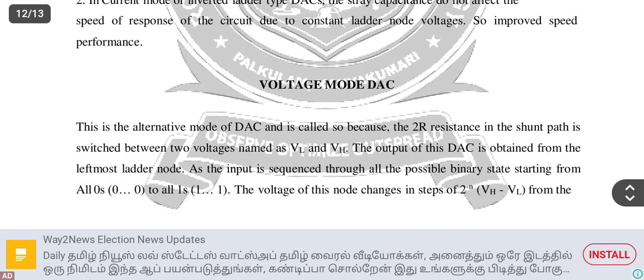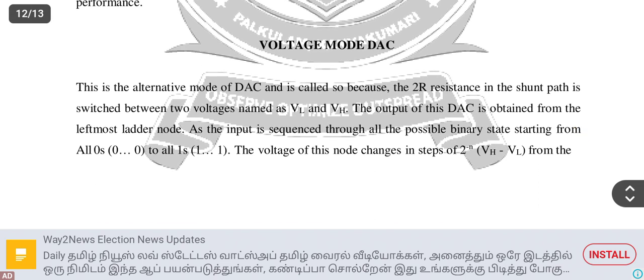power of minus n). Voltage mode DAC. This is an alternative mode of DAC where the 2R resistance is in the shunt path and switched between two voltage names V1 and V2.